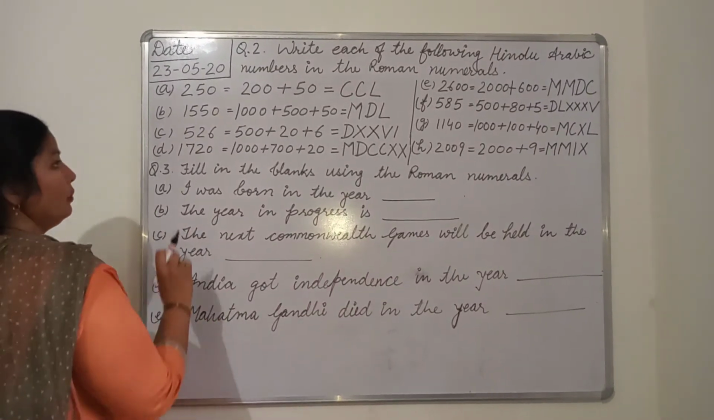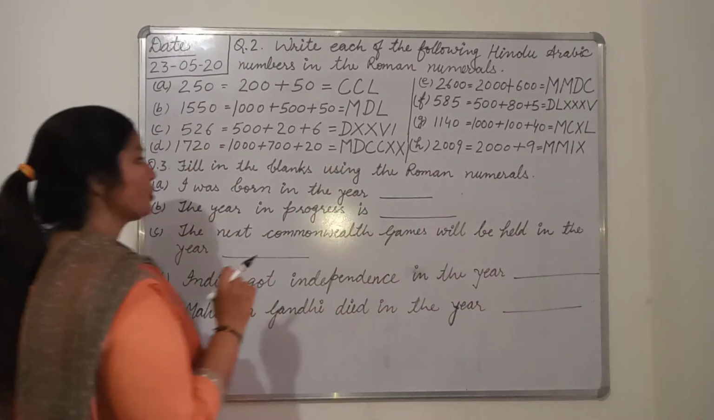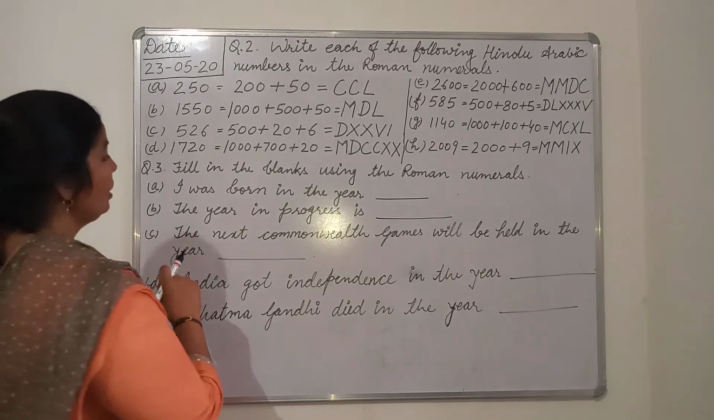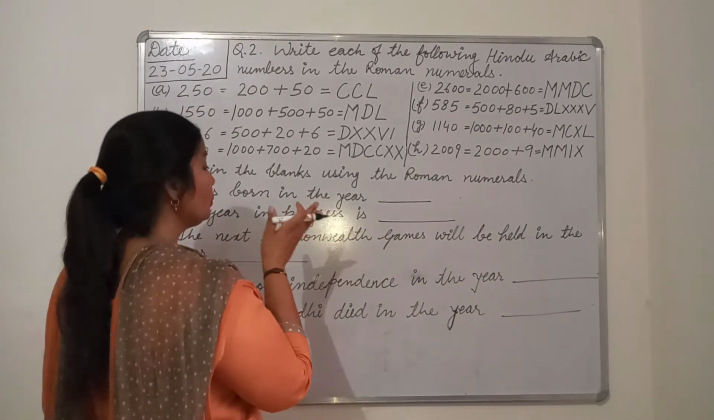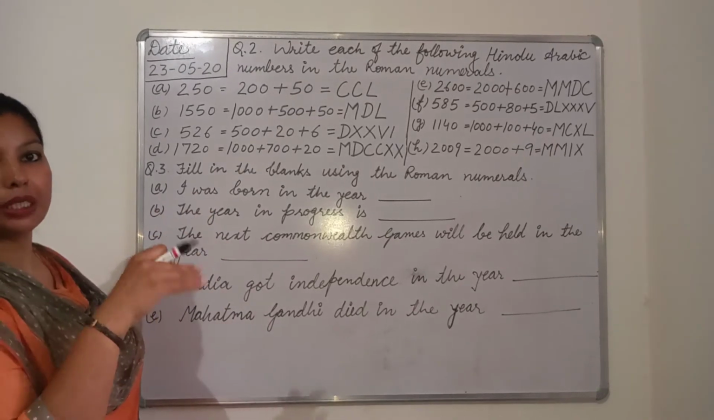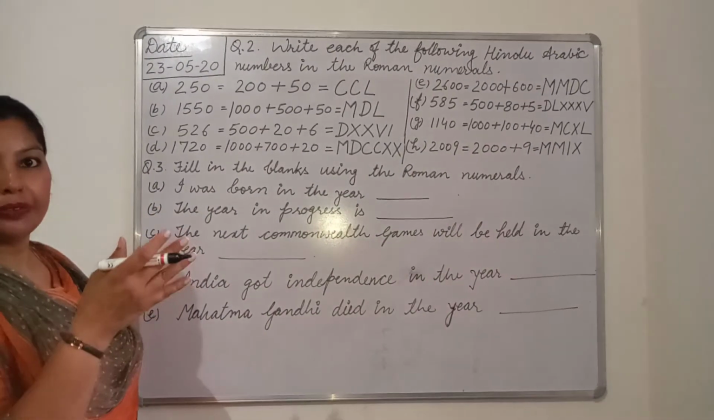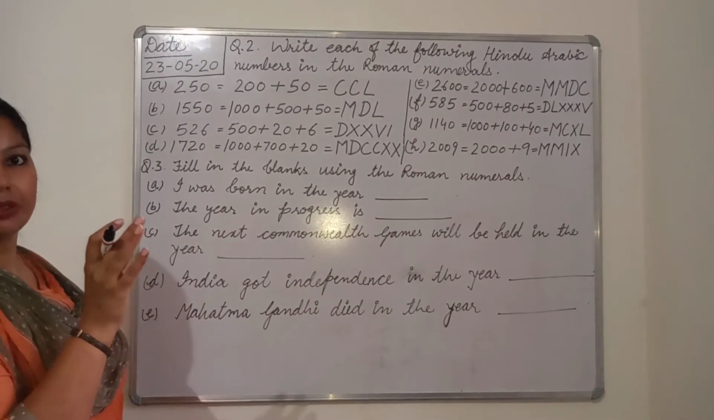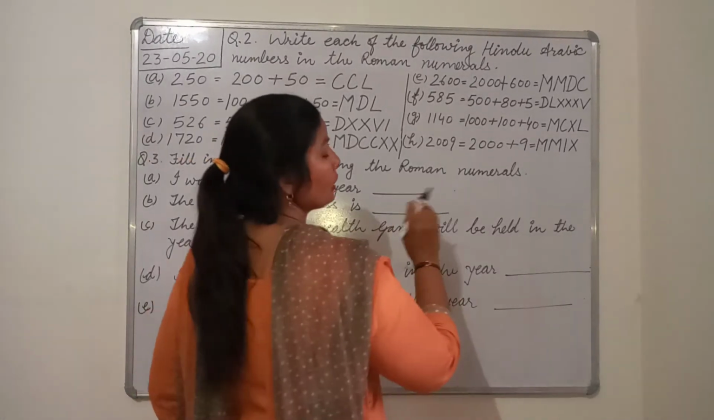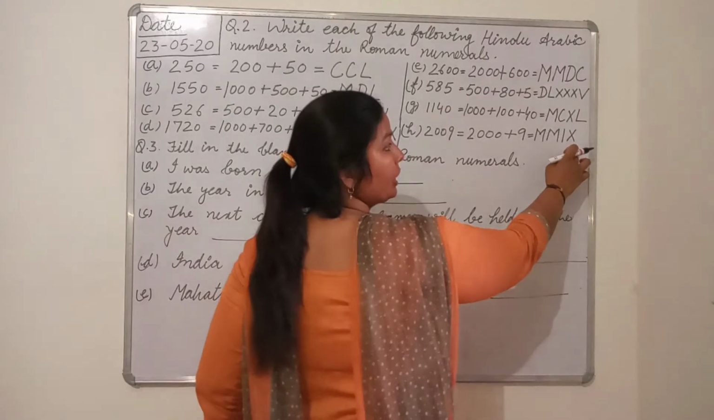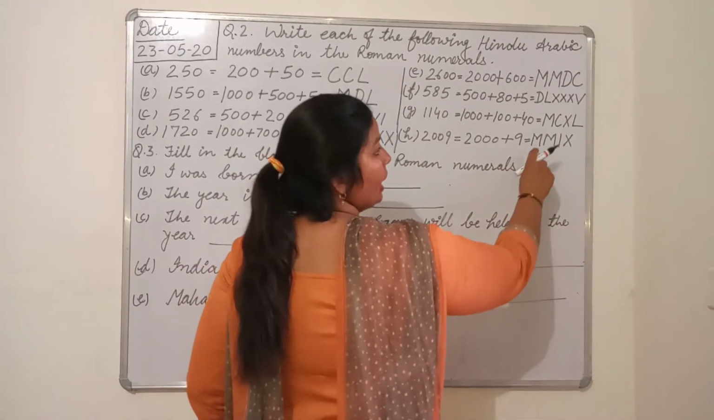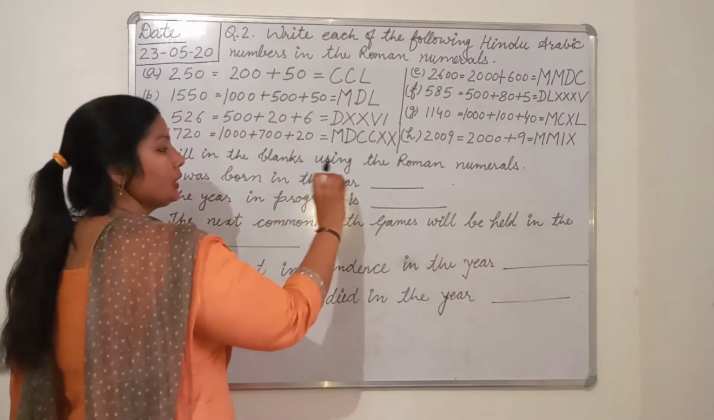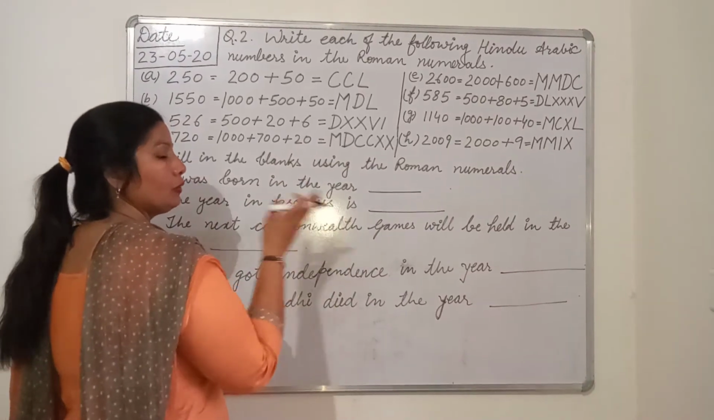Now question number 3. Fill in the blanks using the Roman numerals. You should use Roman numerals for these fillers. Okay. A part. I was born in the year. That you should do yourself, because everyone's birth year is different. But most of you, I think, were born in 2010. Mostly birth year will be 2010 or 2009. So how will you write if 2009 is your birth year? There is written 2009. And how will you write 2010? MMX. Okay. So that's on you, whichever is your birth year, you have to fill it in here yourself.